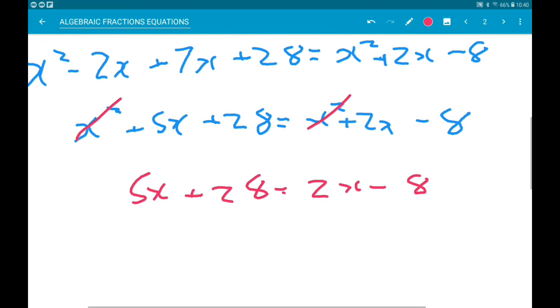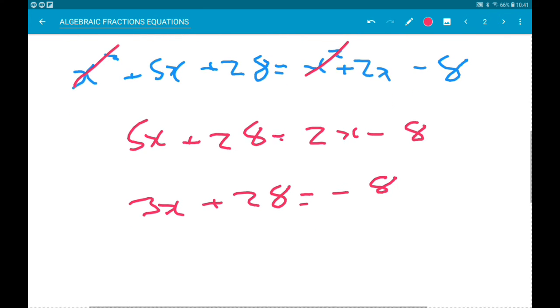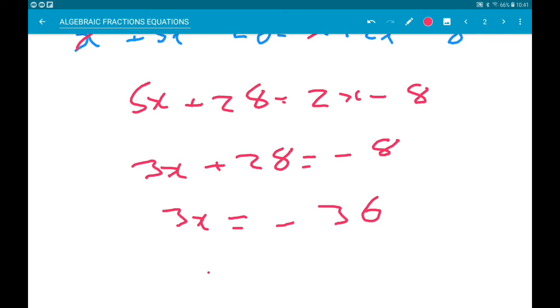Now subtract 2x from both sides, we get 3x add 28 is equal to minus 8. Subtract 28, we get 3x is equal to minus 36. Divide by 3, and finally we get x is minus 12.